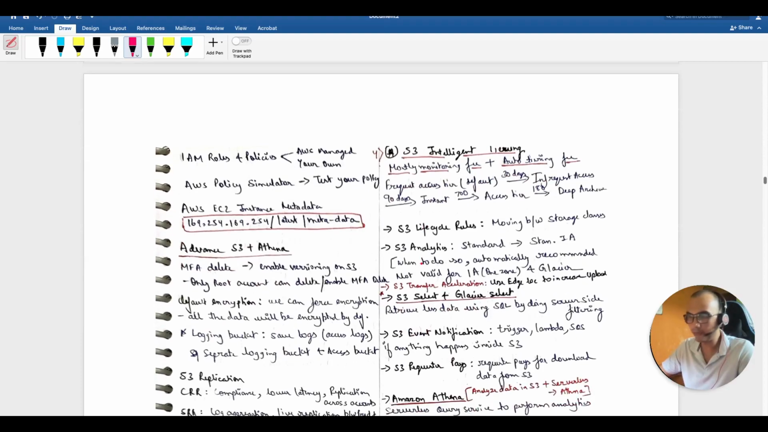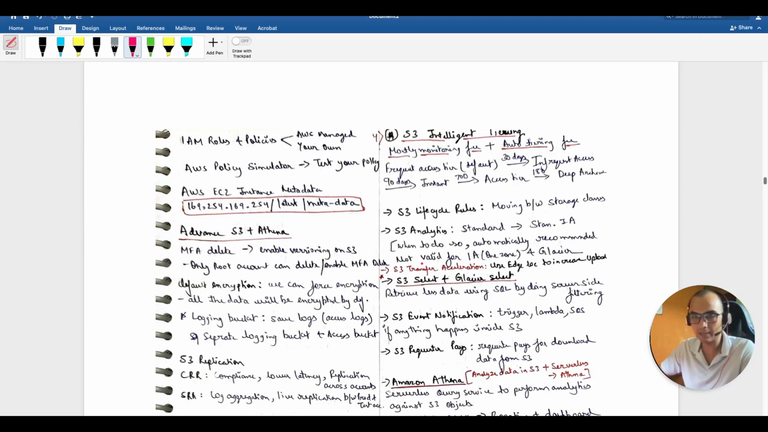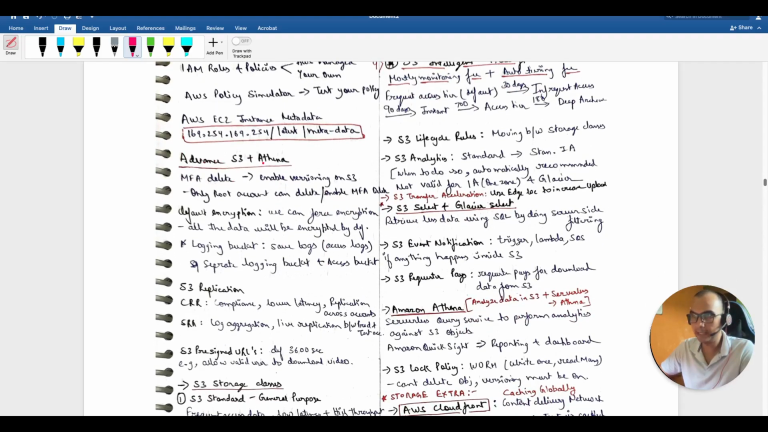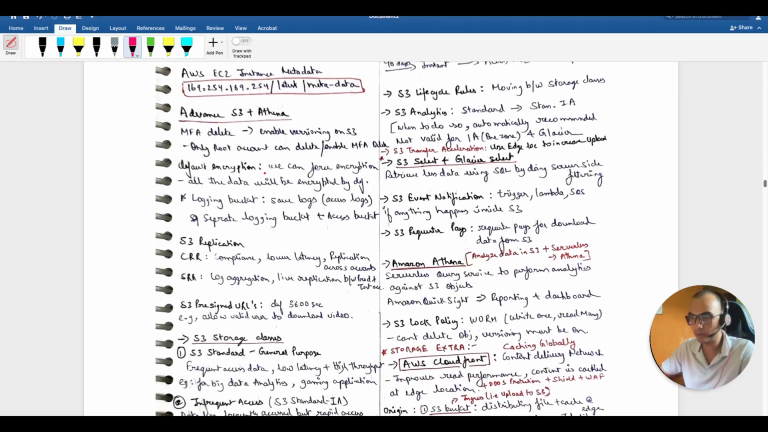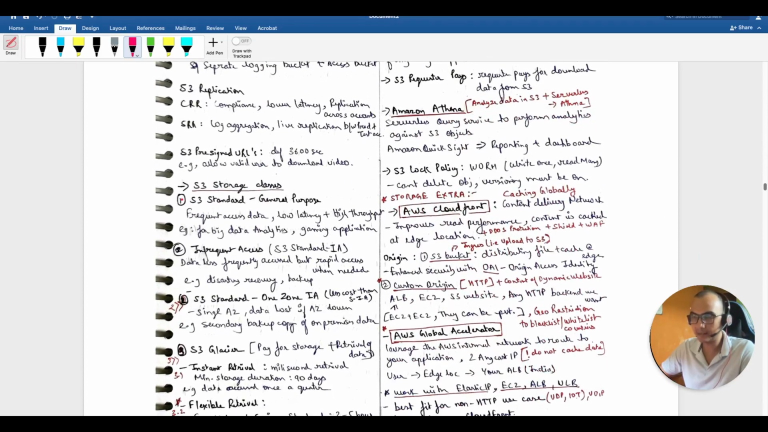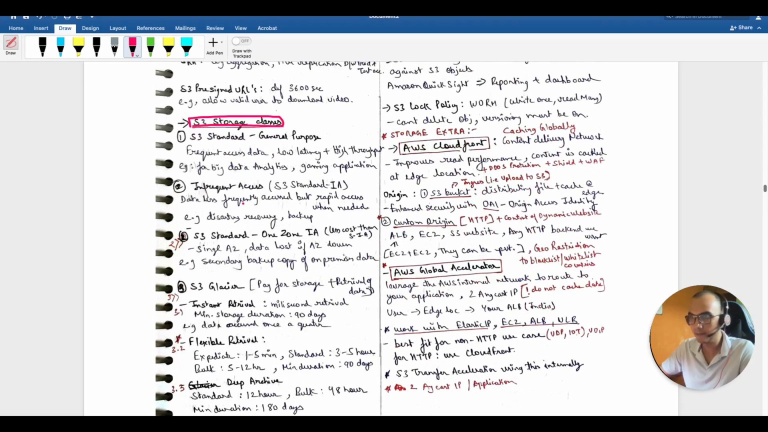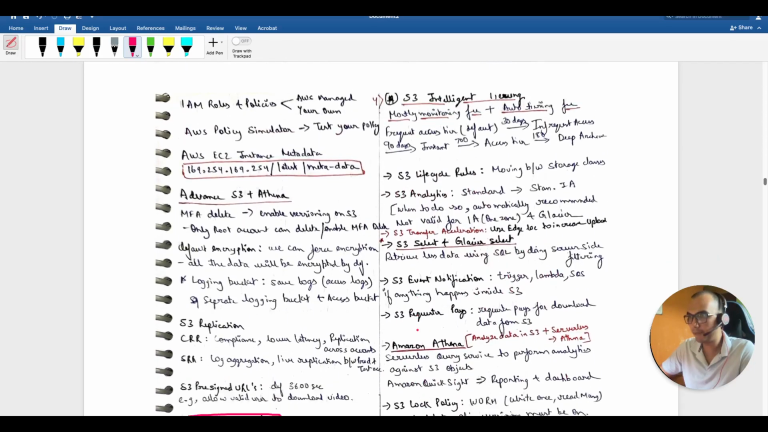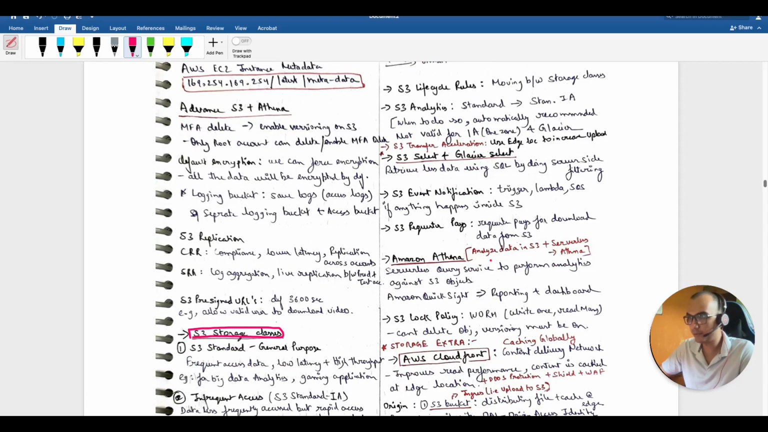Right now I'm giving you a general overview so that you can understand what you can expect out of the exam. And we have the Athena database, which we can plug into the S3 bucket and perform some queries. Then storage classes, which is very important. Once you go through it, you will understand in which case you have to choose which storage class.